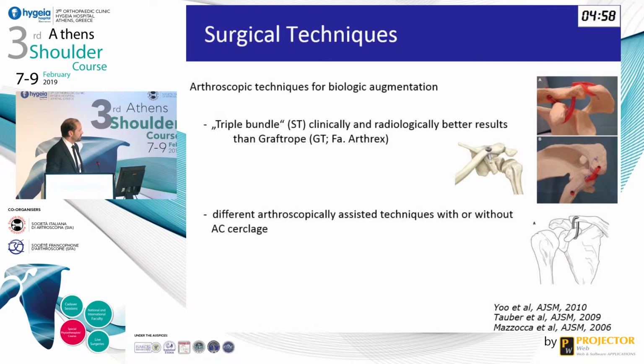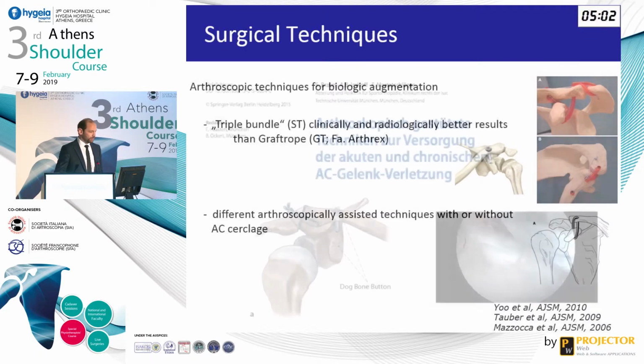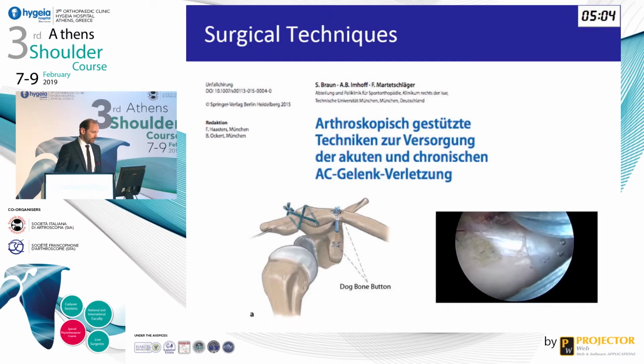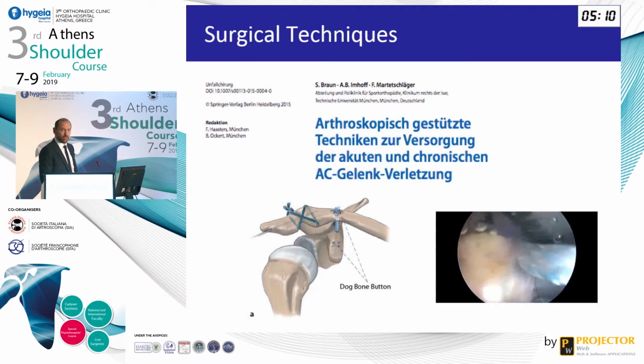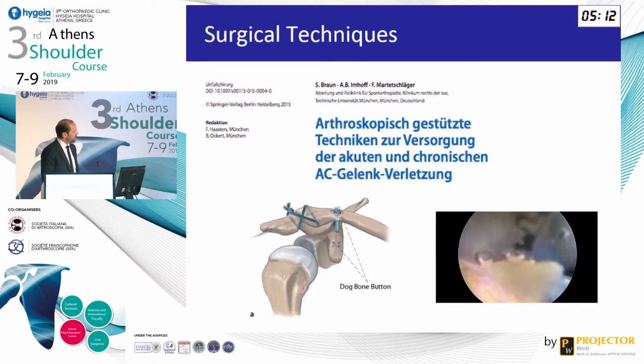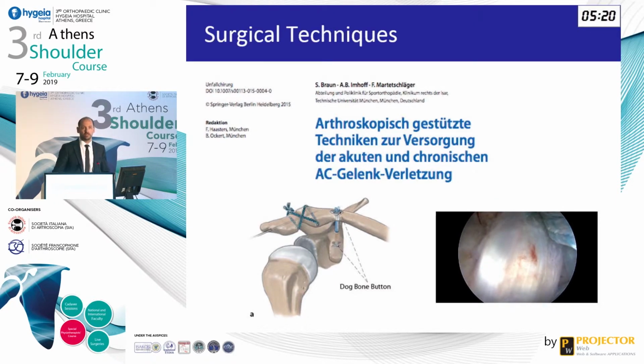Different arthroscopically assisted techniques with or without cerclage are in use right now. And this is exactly what you can do. You can do the same as in an acute setting, but then you add, however you want to do this, wrap around the coracoid or bring it through this drill hole, a gracilis or a semitendinosus graft.